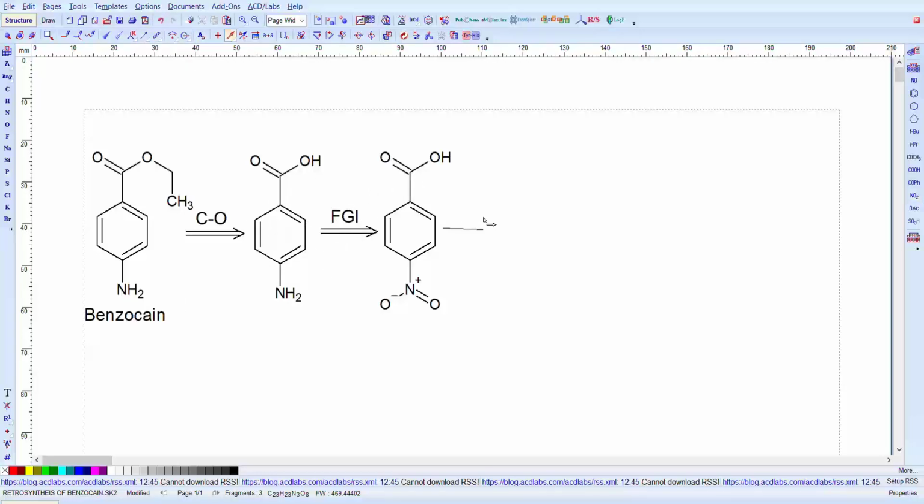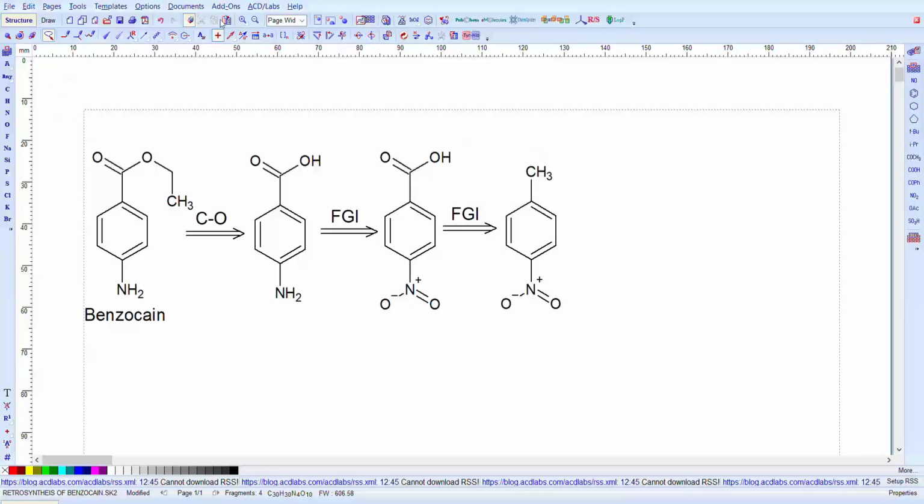So again draw the arrow, the retrosynthesis arrow, and again put FGI, then save it again. If you wish, you can again copy the structure and paste it here somewhere, and then you can see that COOH is here. You have to delete the COOH, so delete the O and this double bond O, and you get CH3 automatically. You don't need to worry about that.